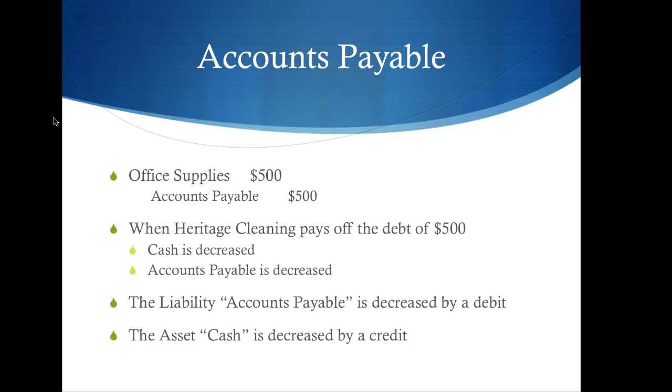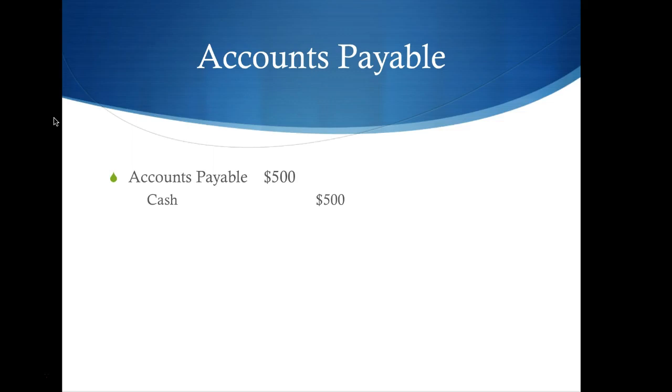So when we're paying off that liability called accounts payable, it'll look like this. We're decreasing the liability of accounts payable by $500. So we want to debit the liability called accounts payable. And we also want to credit cash, which is an asset. So we want to decrease cash by $500.